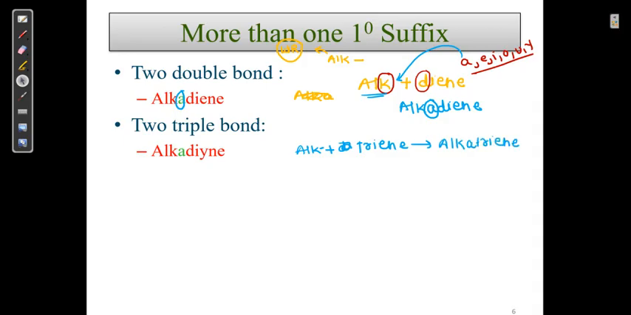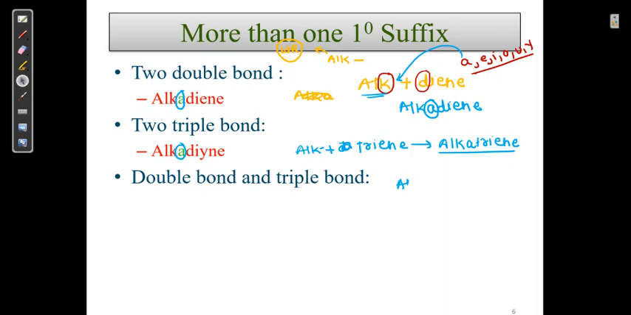Similarly, alkaenyne. Double bond and triple bond both are present. Suppose I can say alka plus ene plus yne. When you join, there should be only one. If both are present, we have to remove one. Yes, here it is not an issue. Alkene plus yne. So Y is also present, E is also present. We have to skip one of them. So this is known as alkene.